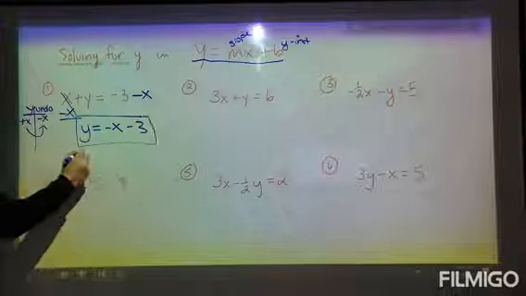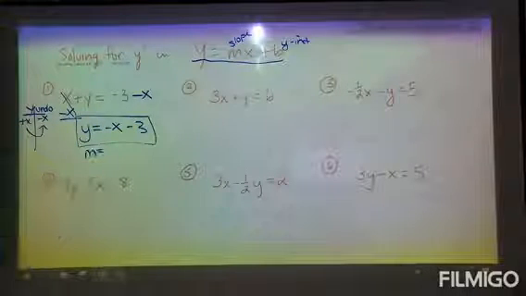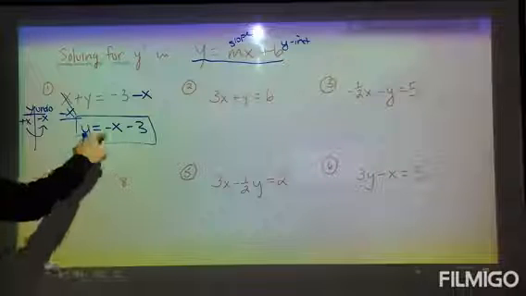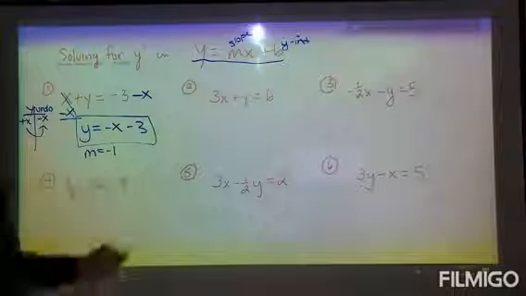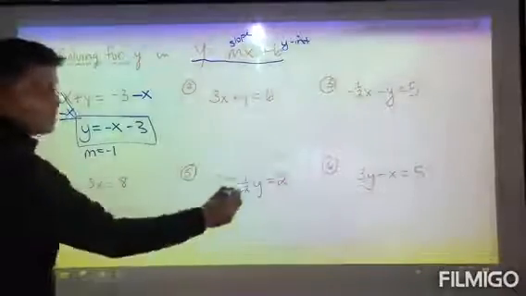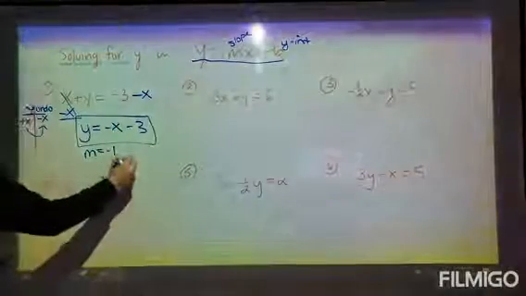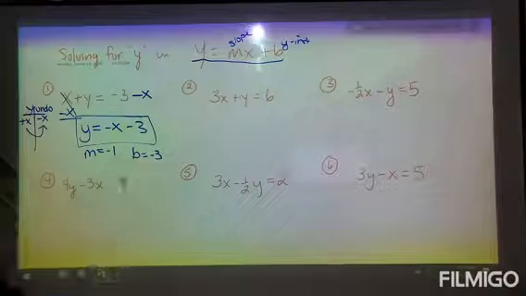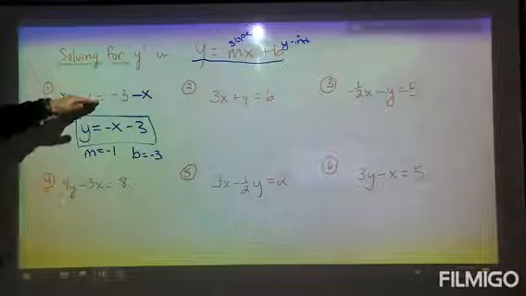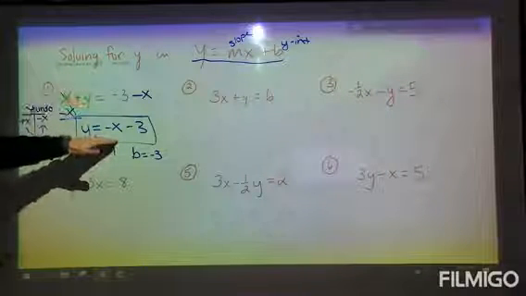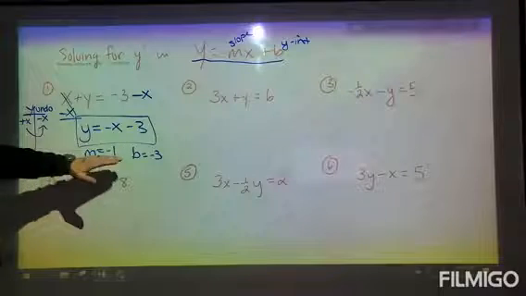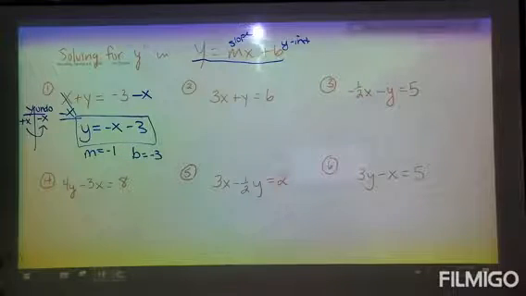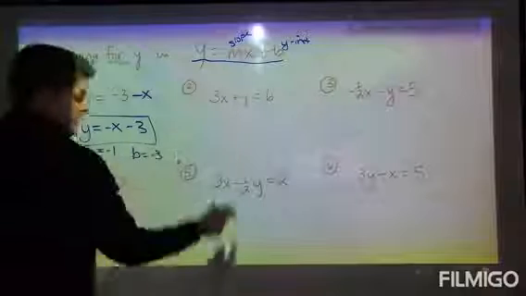That's the slope-intercept form. Now we have to identify what is the slope. And in this case, we have a negative 1, which is down 1 over 1. And for the y-intercept, the b value, it's negative 3. So we've taken this, we've transformed it into slope-intercept form, and we've identified the slope and the y-intercept. Perfect.